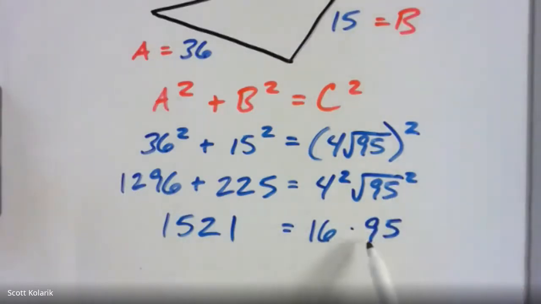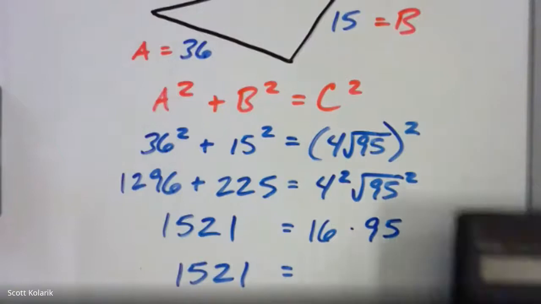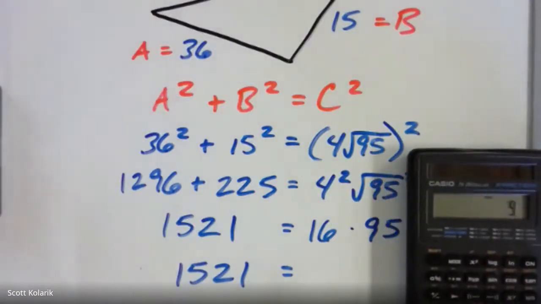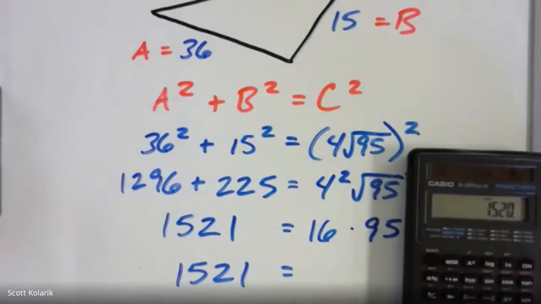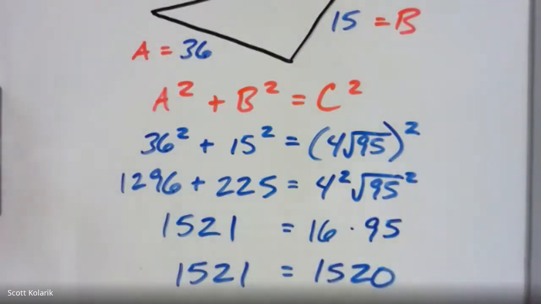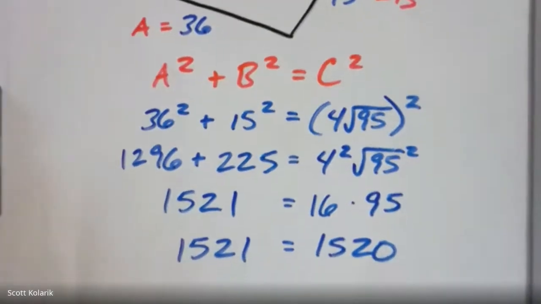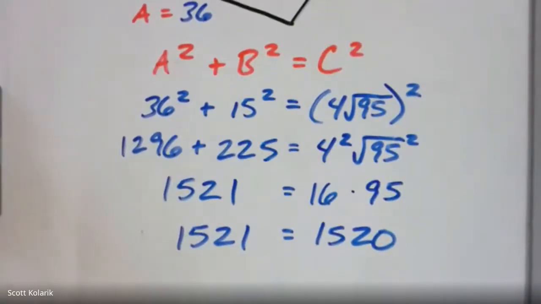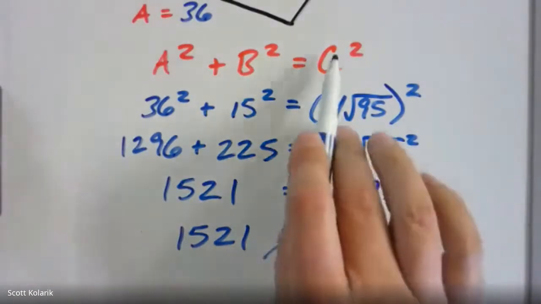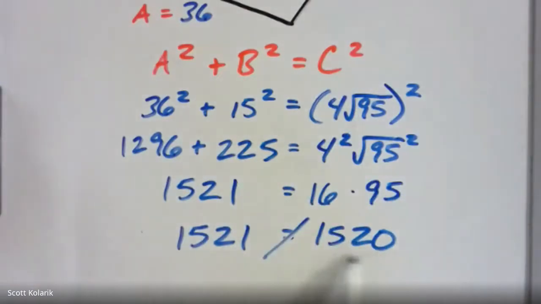Well, now I just have a simple multiplication problem. So here I have 1521. Does it in fact equal this product? Let me just double check that right now. 16 times 95 gives me 1,520. So let's look at that result. When I did a squared plus b squared, just that left-hand side, it came out to 1521. We can quite obviously see this does not equal the right-hand side, which was just the c squared, the hypotenuse squared, which was 1520.